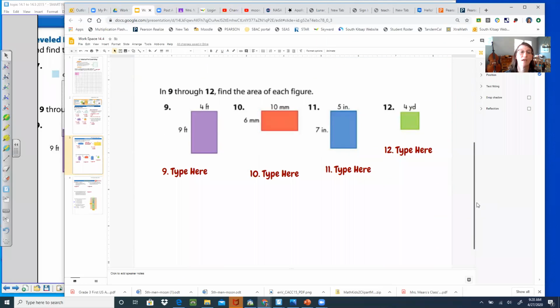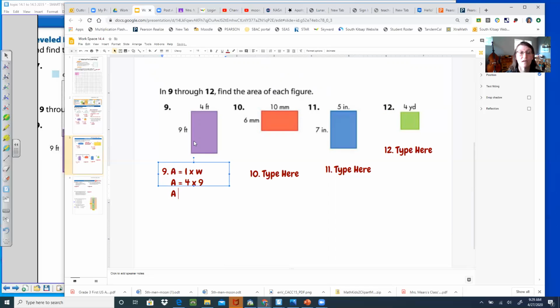Okay, let's go on down to this guy. Again, we're going to use that formula. So I'm going to paste that. Oh, darn, I don't have that. Guess I get to type it. A equals length times width. A equals, so my length on this guy, he's kind of short, 4 feet by 9 feet.